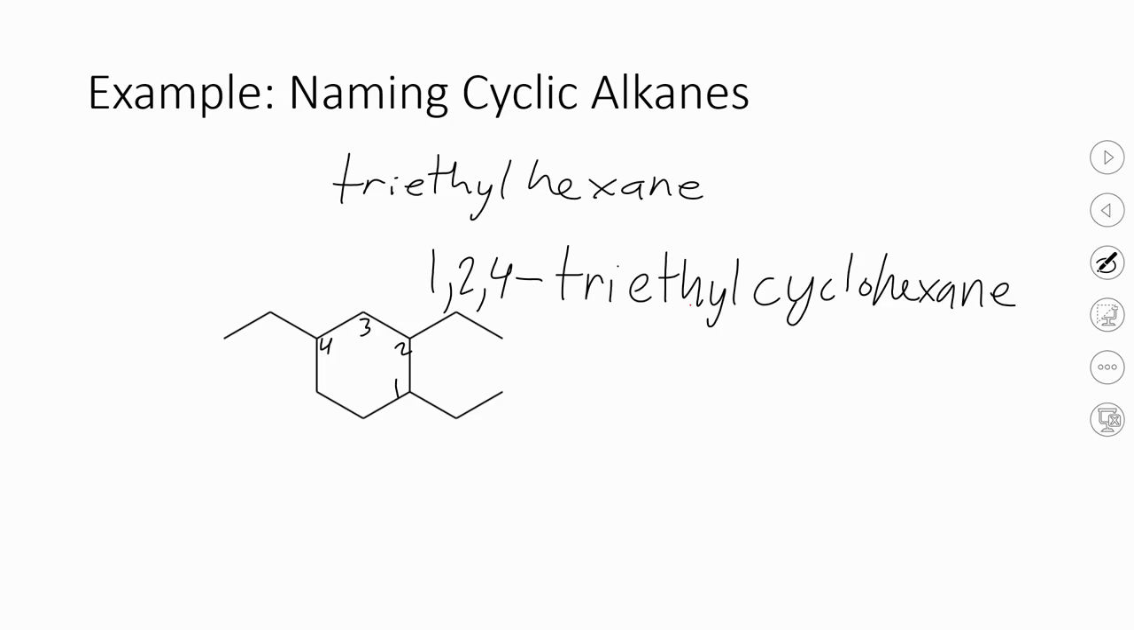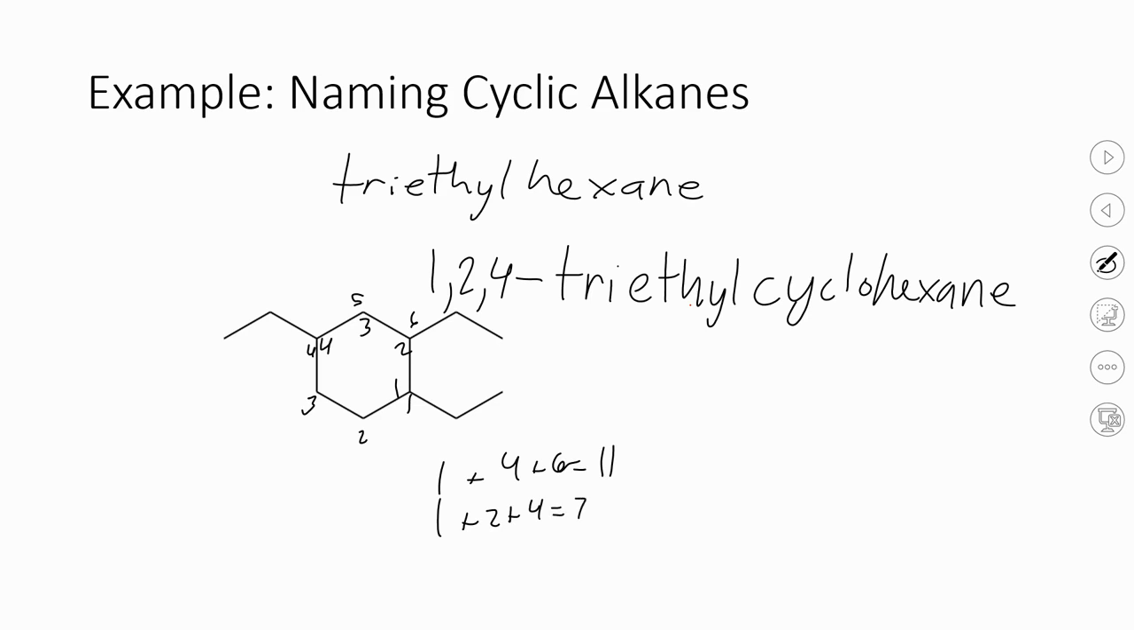So there's a few other ways we can number this. We could go this way, 1, 2, 3, 4, 5, 6. But if we add up the numbers that way, we have 1 plus 4 plus 6, that would give us 11. If we go this way, 1 plus 2 plus 4, that gives us 7. So we've reduced the number.